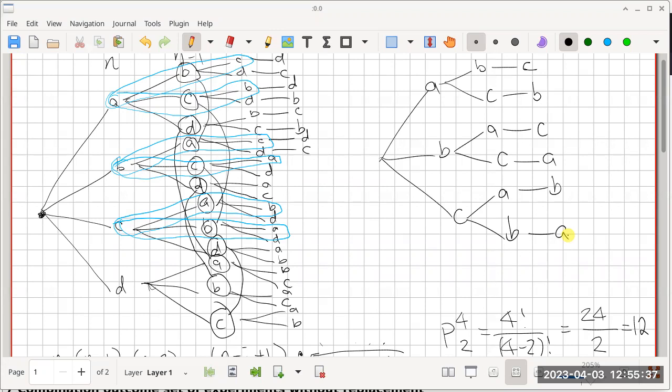because the only question is, which one am I missing? Okay, out of the four items, which one am I missing? How many ways can you miss one item when there's a total of four items? There are only four ways to do it. So it makes sense from that intuitive perspective. Is that okay so far?